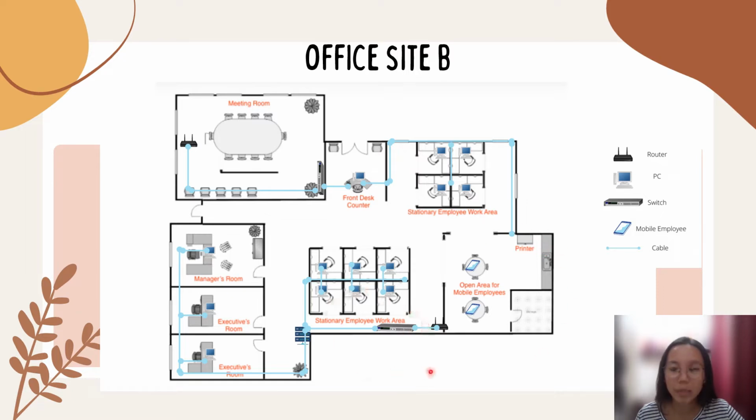The second switch will be located in the stationary employee work area. It will connect to the router for Wi-Fi access for the mobile employees. The next one will connect to the two executives' rooms and also to the manager's room.